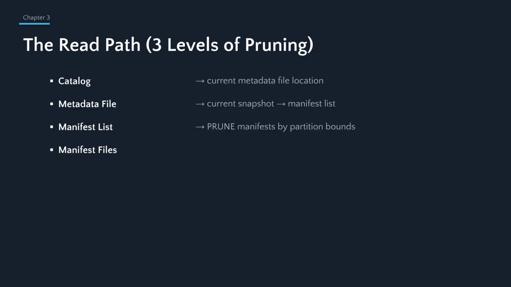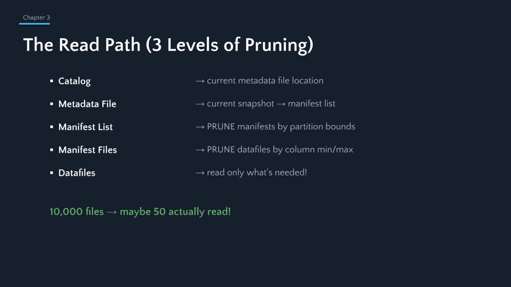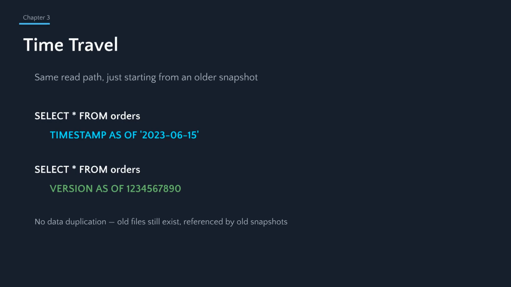Step 4. It reads the remaining manifest files and checks column-level statistics. If a data file's maximum value for a column is less than your filter's minimum, that file is skipped. Step 5. Only the surviving data files are actually read. Think about what just happened. You might have a table with 10,000 files, but after pruning, you only read 50. That's the power.